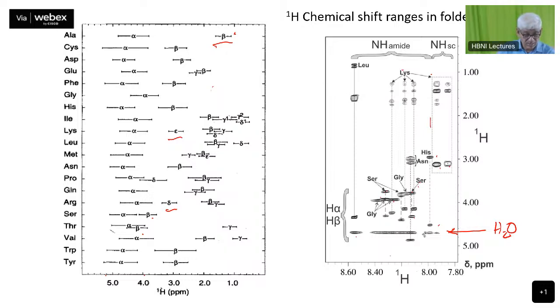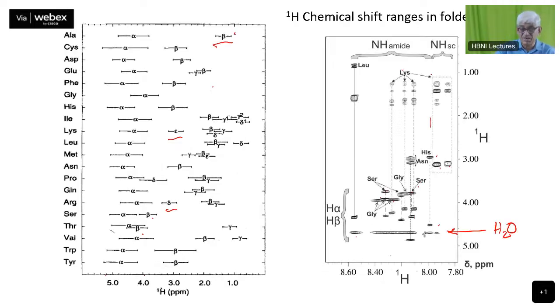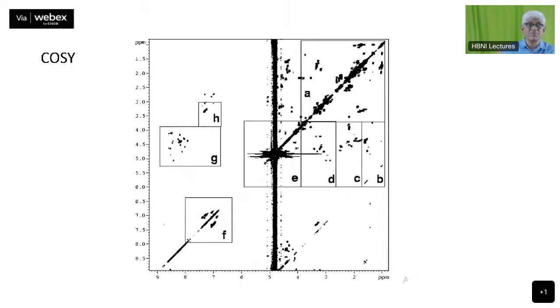So let's move to the next one. Now this kind of a thing is seen either in the NOESY spectrum or in the TOCSY spectrum. You will see this sort of a spectrum either in the NOESY or in the TOCSY. Now this is the COSY spectrum. And what does the COSY tell you? COSY we have seen earlier. What all will the COSY tell you?